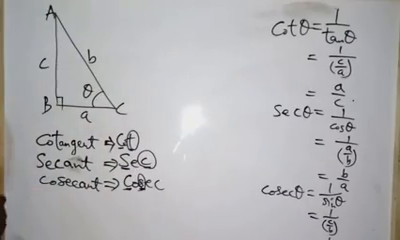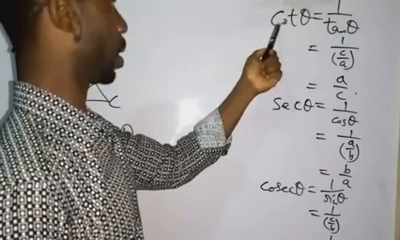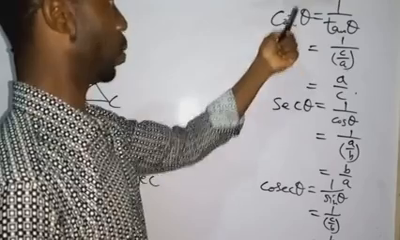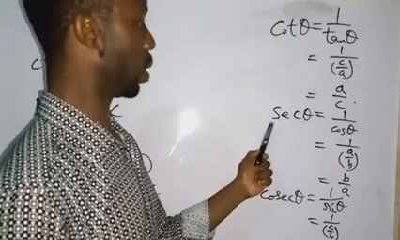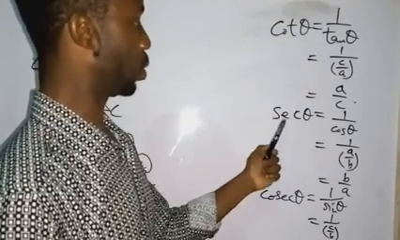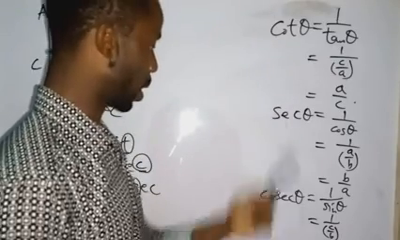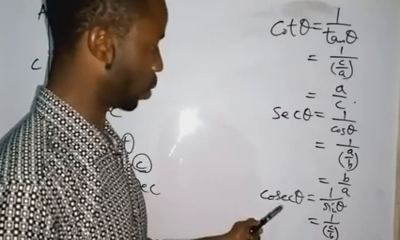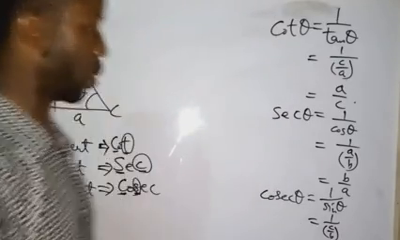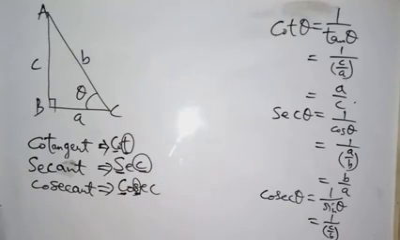So how do you remember your cot? Just look at 1, 2, 3. 1 over tan. Your sec, 1, 2, 3. 1 over cos. Your cosec, 1, 2, 3. 1 over sine. And that will help you to be able to identify it.